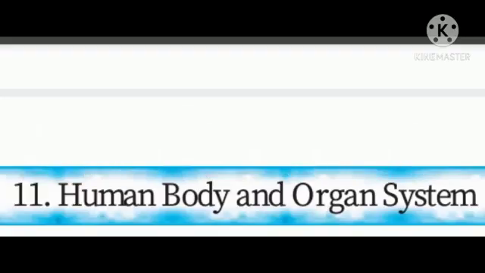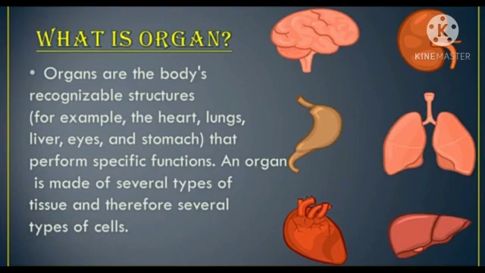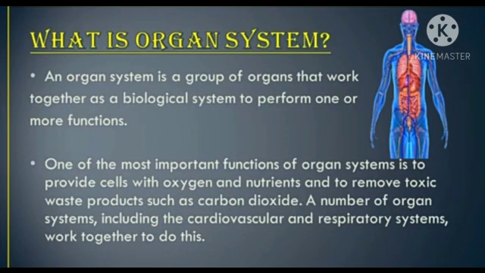Chapter number 11, and the chapter name is Human Body and Organ System. What is an organ? Organs are made from tissue and cells. Organ systems are made up of organs which perform similar types of functions. Organ system means specific organs carry out specific steps. A group of organs working together to perform a specific function is called an organ system.